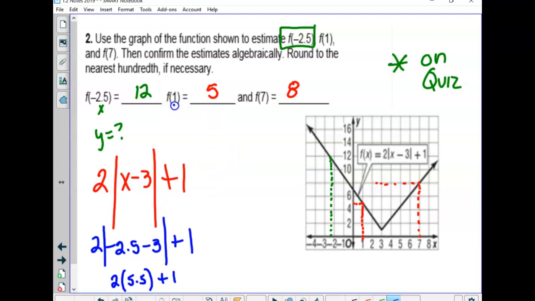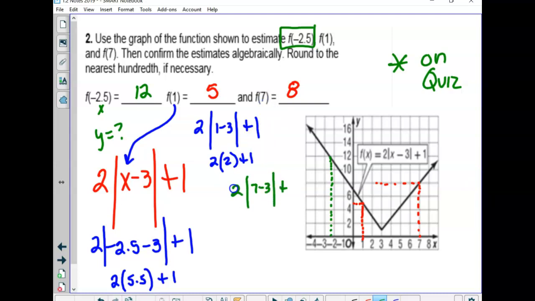The second one, if we put in a 1 here, we'd have 2 absolute value of 1 minus 3 plus 1. This is where students get it wrong because they somehow make that 4. It's 1 minus 3 is negative 2, and then the absolute value makes it positive 2, right? So it's 2 times 2 plus 1. Is that one checking out okay? Okay. 7 we're supposed to put in. 2 times 7 minus 3 plus 1. What would that be? It would be 9. So this does not confirm algebraically.